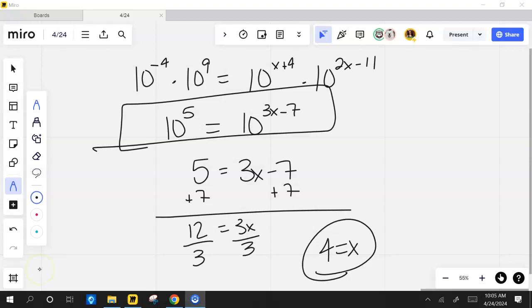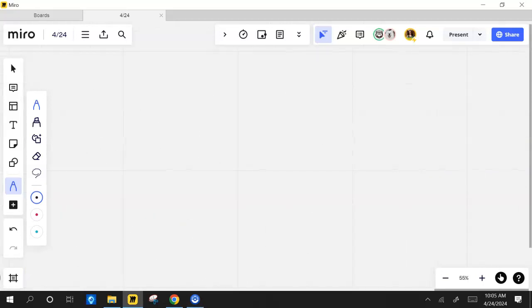Let's do a hard one. Let's do scenario 2. That's the hard one. This is scenario 2: uncommon bases.